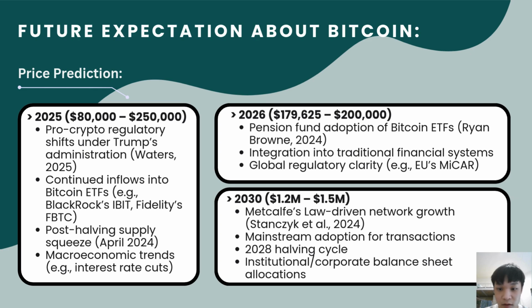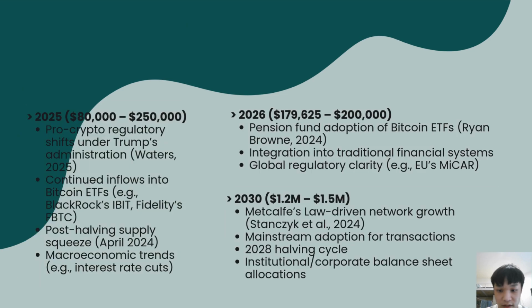Looking ahead to 2030, Bitcoin could rise to between $1.2 million and $1.5 million, driven by network expansion as more individuals and businesses adopt it for everyday transactions. The 2028 halving is expected to further constrain supply. Additionally, companies and governments may begin holding Bitcoin as a reserve asset.